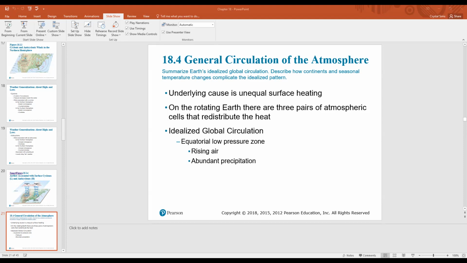These cells end up producing trade winds at the surface. So if you think about those arrows, those red arrows there blowing over the surface, they end up basically being deflected a little bit to the right of their path in the northern hemisphere and a little bit left of their path in the southern hemisphere.